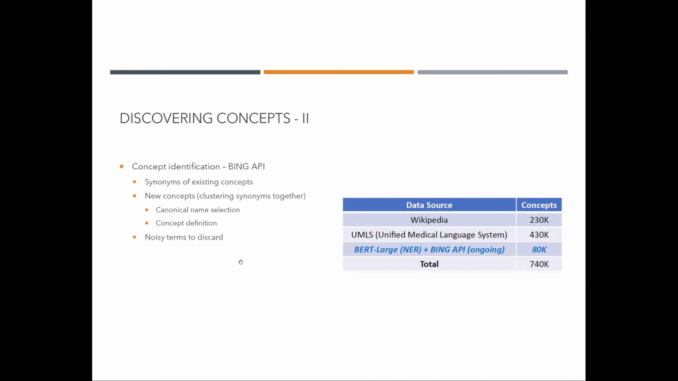From the right-hand side table, you can see we already have Wikipedia and UMLS at around 660K. And over the past several months, we harvested about 80K new concepts with the model described above, and already ingested or incorporated them in our current system.